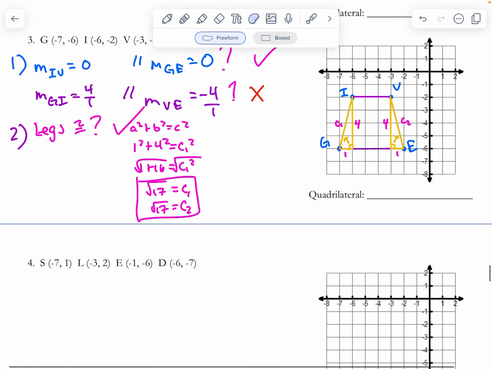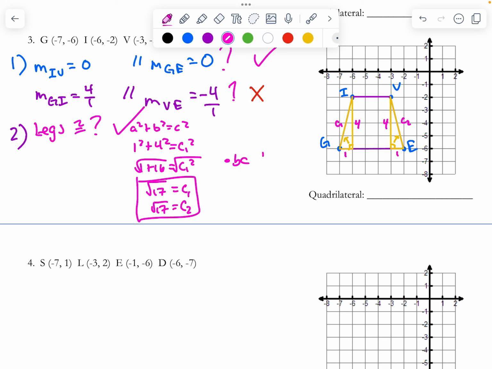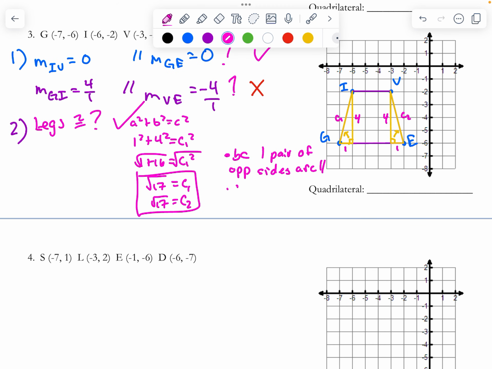So what I would say here is, because one pair of opposite sides are parallel and the legs are congruent, this is an isosceles trapezoid. That's it.